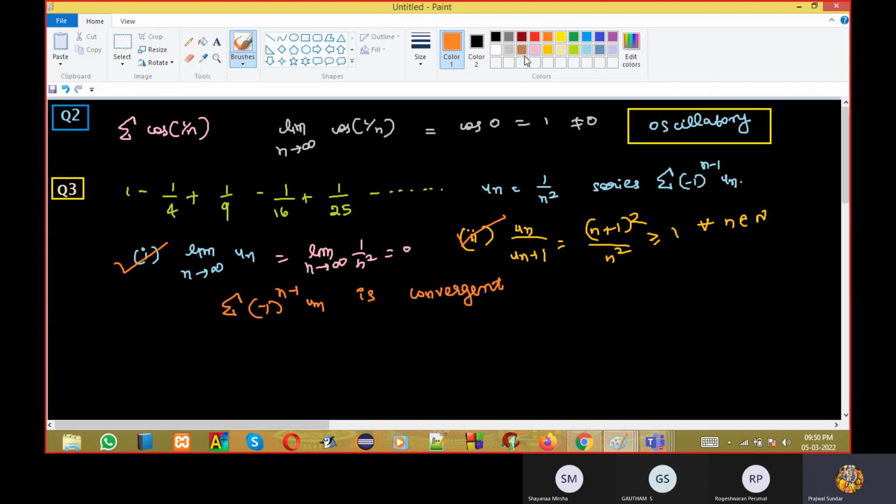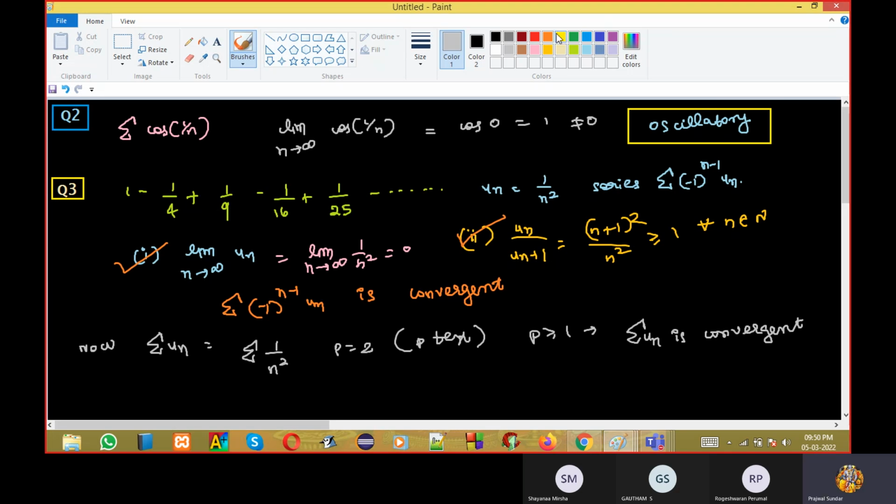Now you take only this positive part. Sigma u_n will be sigma of 1 by n squared. Here p equals 2 according to the p-test. So as p is greater than 1, I can say sigma u_n is convergent. So as sigma u_n is convergent, sigma (-1)^(n-1) u_n will be absolutely convergent.